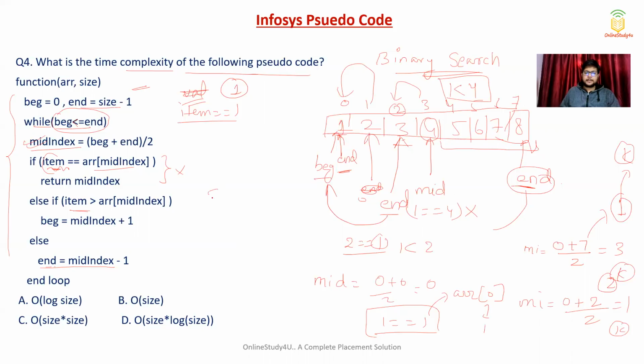How many unit operations did we do? 3k unit operations, 3 iterations. So for n, that was 8, we did 3, right? So we can say that 2 to the power 3 is equal to 8. If we try to express the number of iterations as a function of input size, we can say 2 to the power 3 iterations was equal to n, right? So we can say log base 2 of 8 is equal to 3.